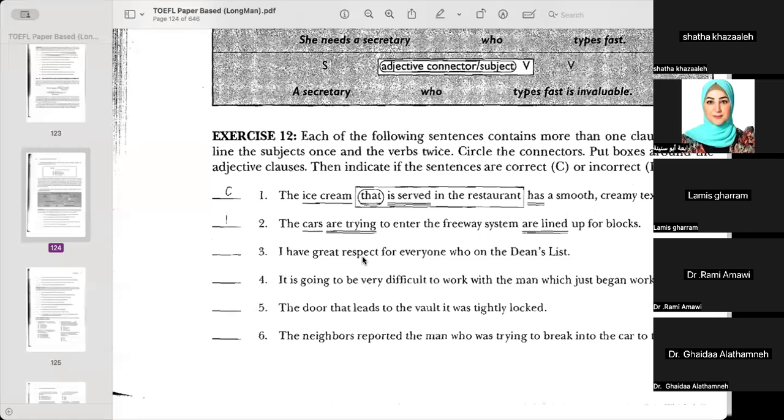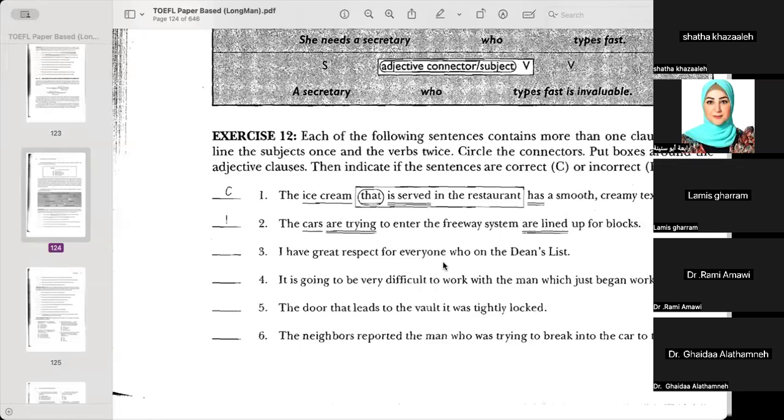Number 3: "I have great respect for everyone who on the dean's list." What do you think? It's incorrect. I think "who on the dean's list" is an adjective clause, but we're missing the verb to be: "is". So the correct one is "I have great respect for everyone who is in the dean's list."